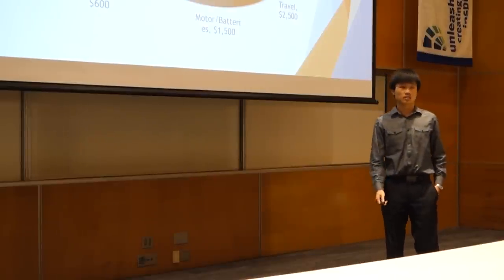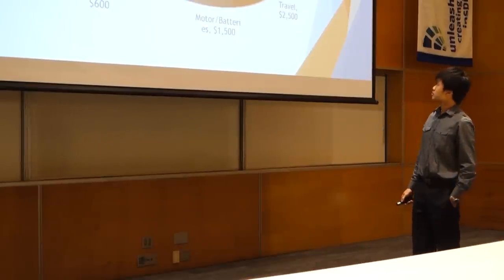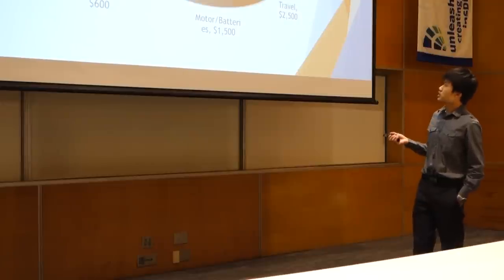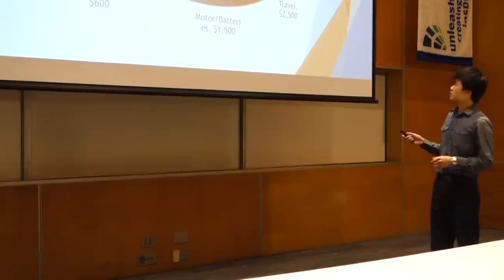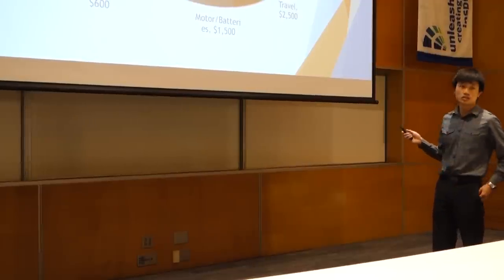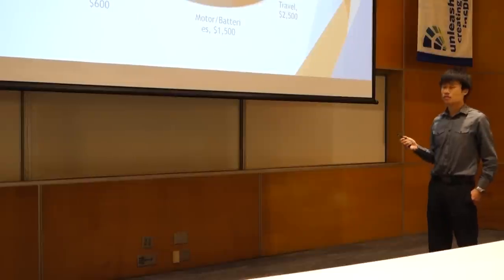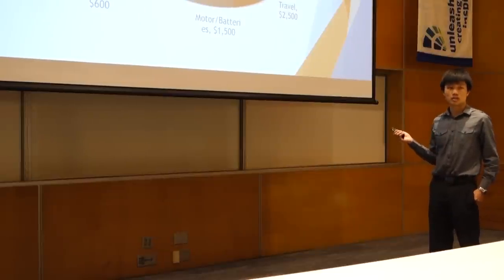So, cost and expenditures. We have a budget of approximately $4,000. The majority of it is spent on travel because we have to go to Arizona this year.